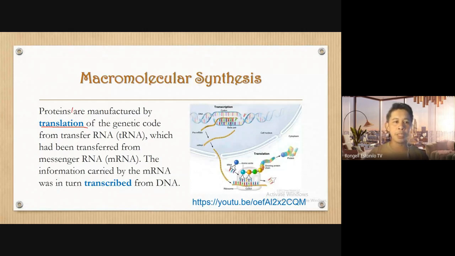We know that one of the major molecules of the human body is protein. Protein is composed of 22 amino acids. They are manufactured by translation. We will discuss how protein is synthesized, in a specific part of the cell, the ribosome. That is the site of protein synthesis.